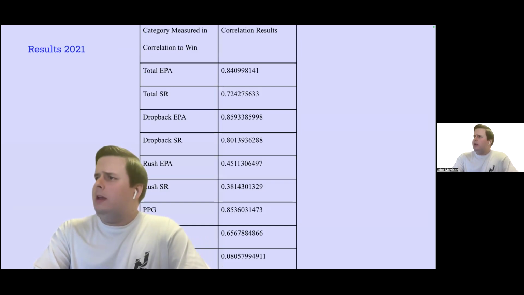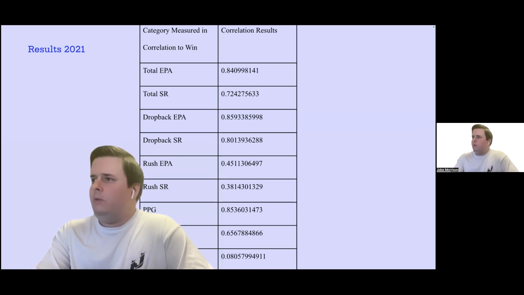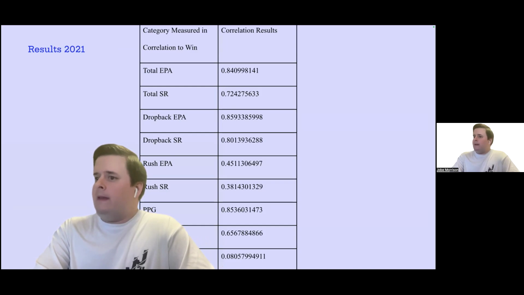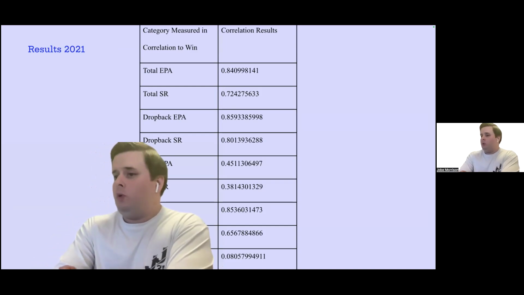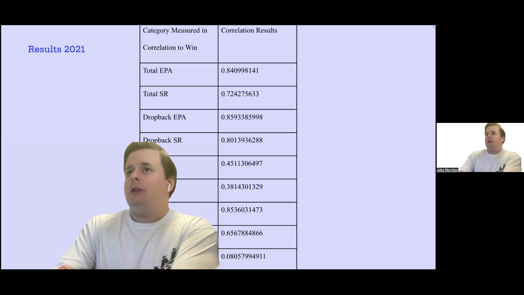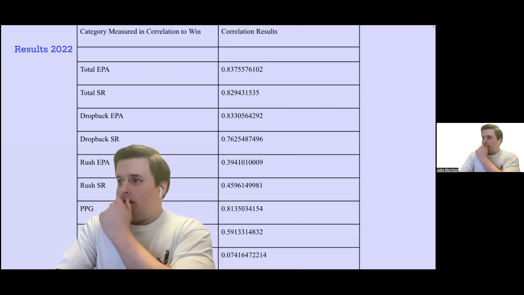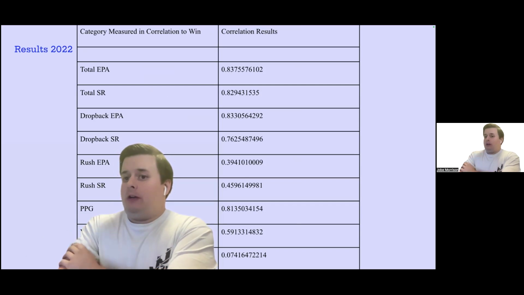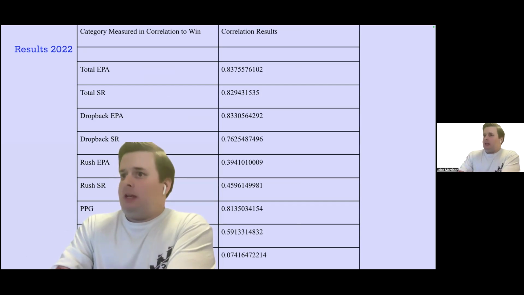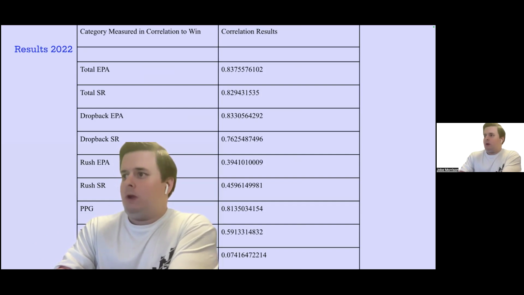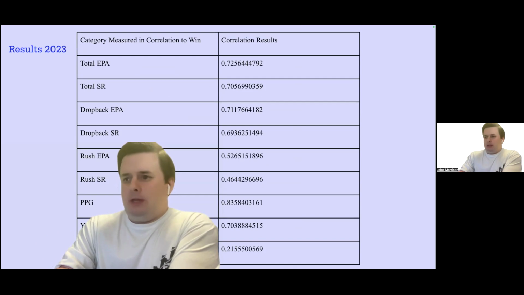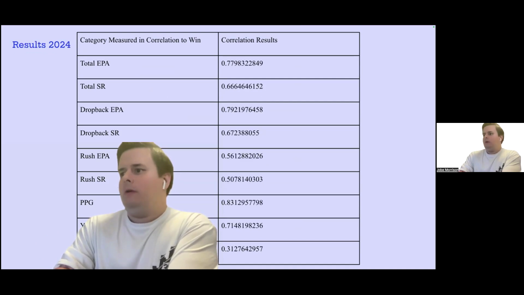So this is 2021. As you can see, the highest strength when we're talking about drop back versus rush is drop back. EPA and the success rate were much stronger than rush. And some additional context as well: yards per carry was also much lower than yards per attempt. In 2022, it actually gets a little worse for yards per carry and yards per attempt. Still the same thing. Drop back is showing a much stronger correlation. Same thing in 2023 and 2024.